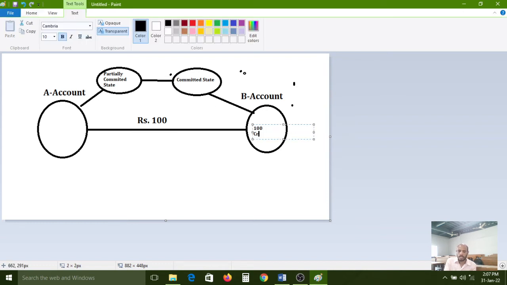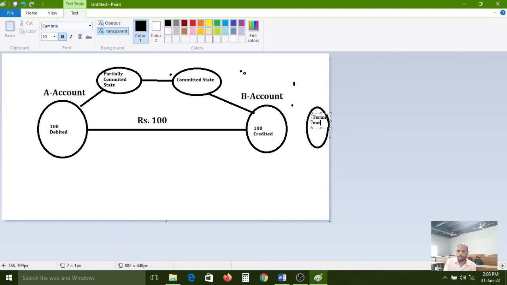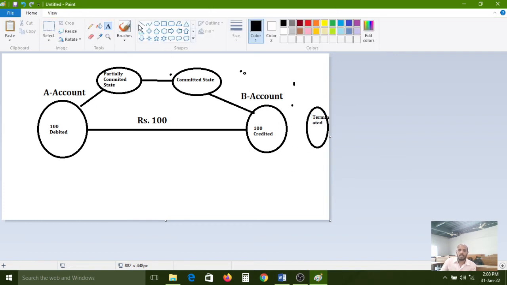100 rupees credited. Here, 100 rupees debited. Finally, the transaction should be terminated. So like that, if it is a successful transaction, the data is visible in this account, because 100 rupees is added in this account. So the data is visible in the bank statement. Am I correct or not?